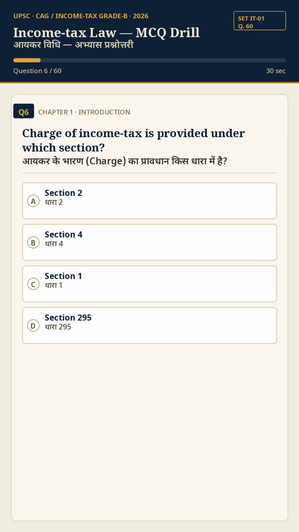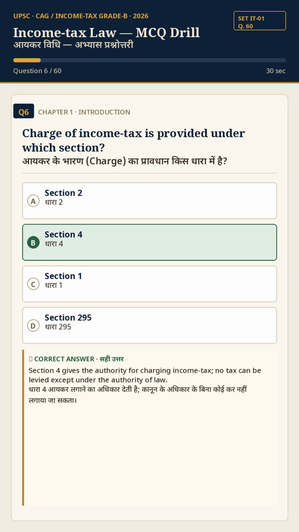Question 6. Charge of income tax is provided under which section? Option A, Section 3. Option B, Section 2. Option C, Section 4. Option D, Section 1. The correct answer: Explanation. Section 4 gives the authority for charging income tax. No tax can be levied except under the authority of law.